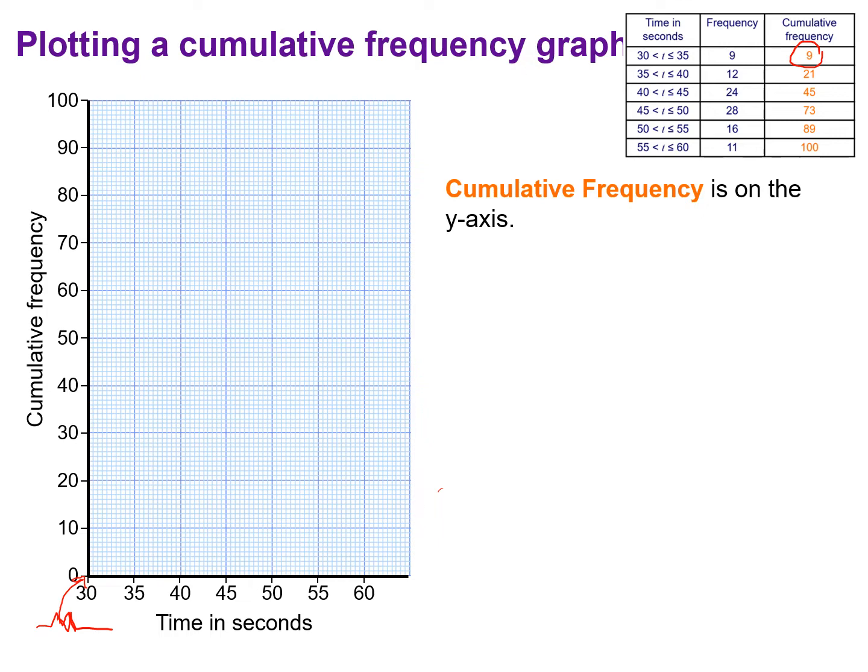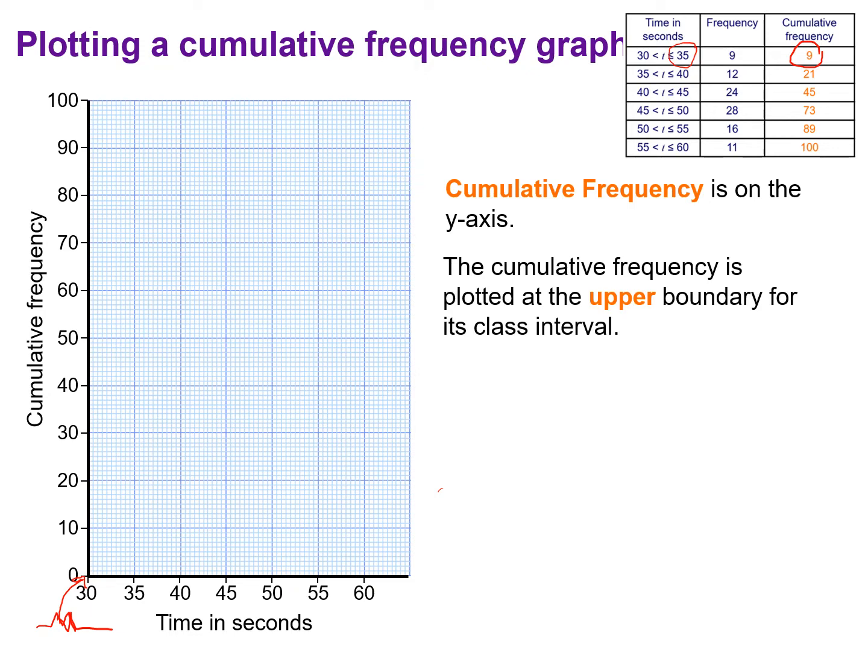Now, if you remember, the right-hand column on our previous table said that those 9 people could hold their breath in a time between 30 and 35, so up to 35 seconds. So this value here, this 35, which is the upper end of my interval, that is where I plot the 9. So this is the most important thing for you to remember. You must plot your cumulative frequency at the upper boundary for the class interval.